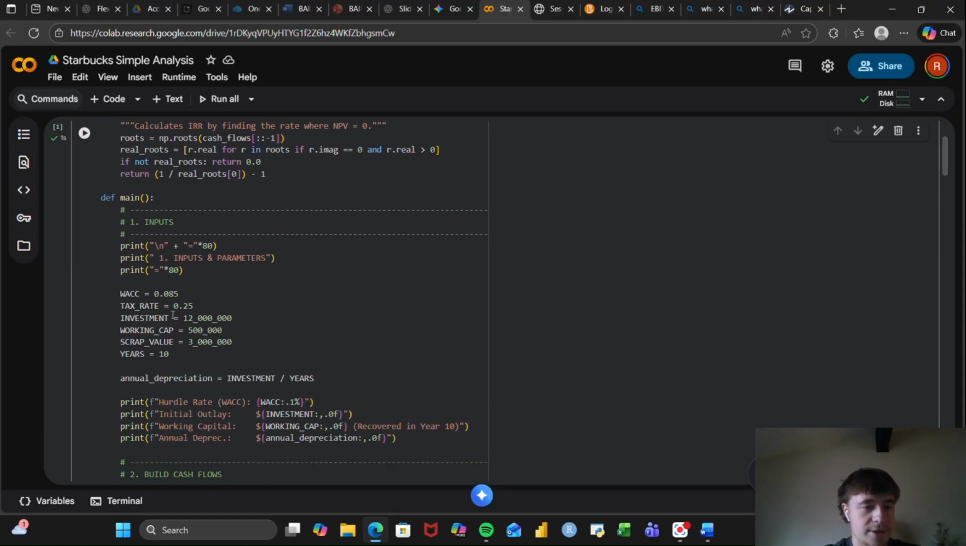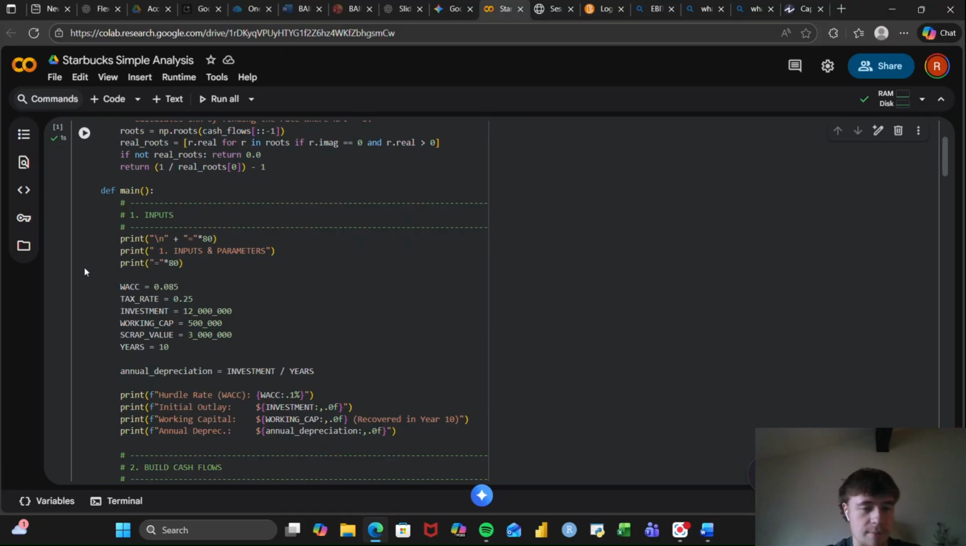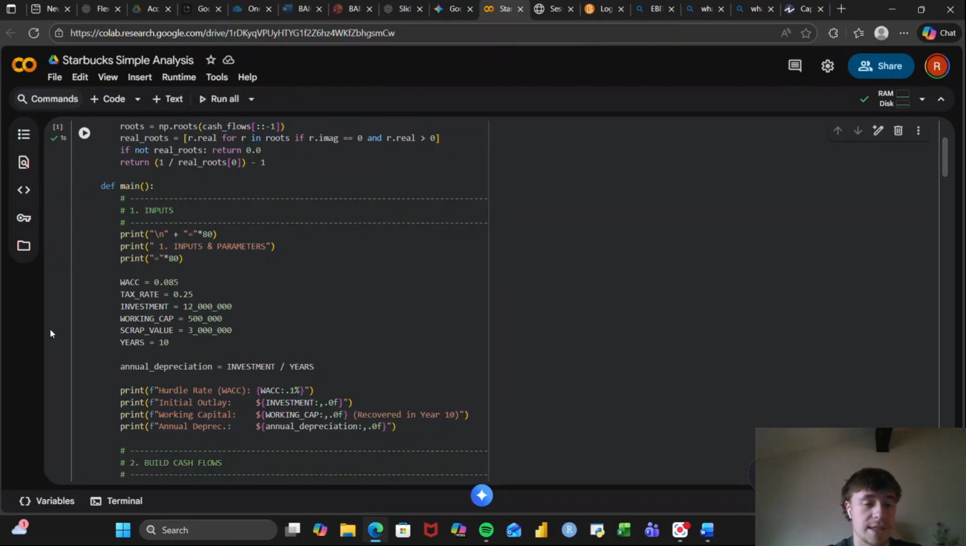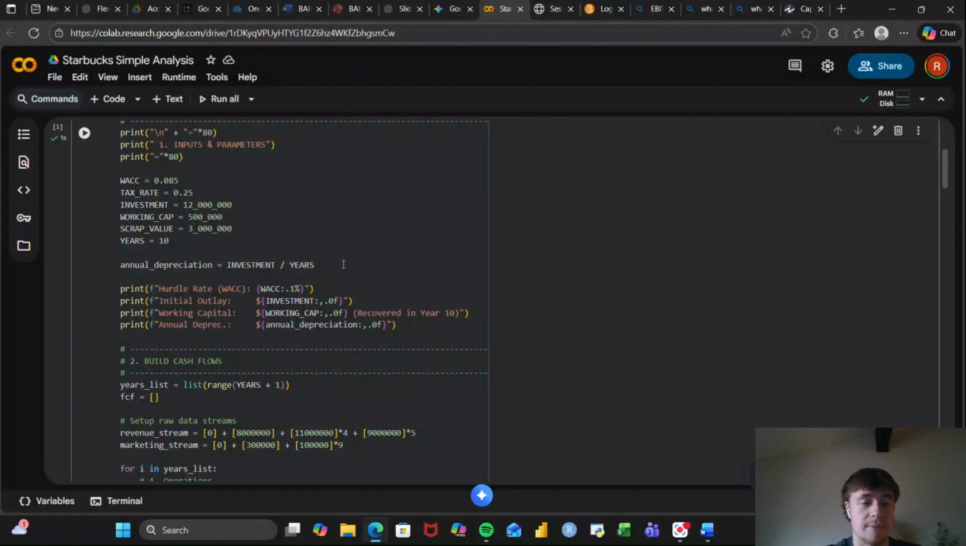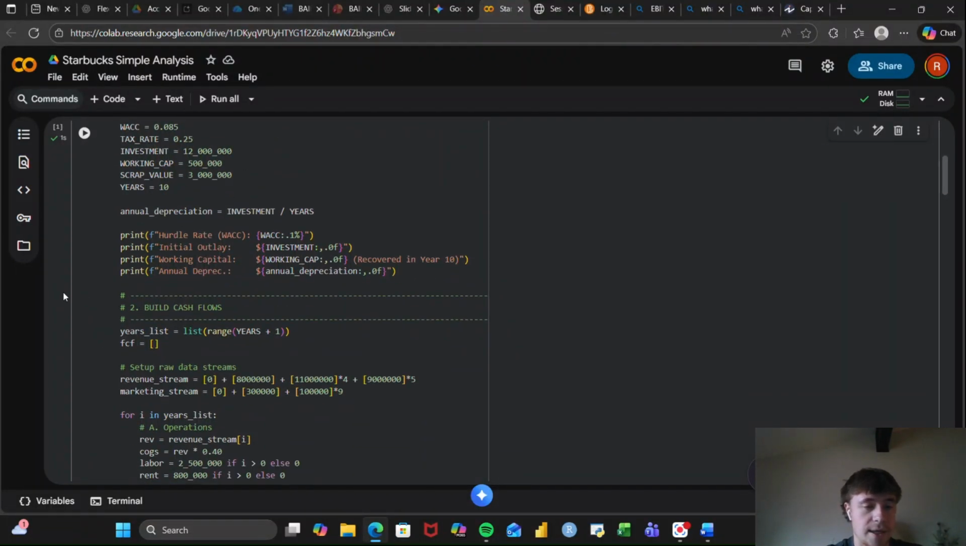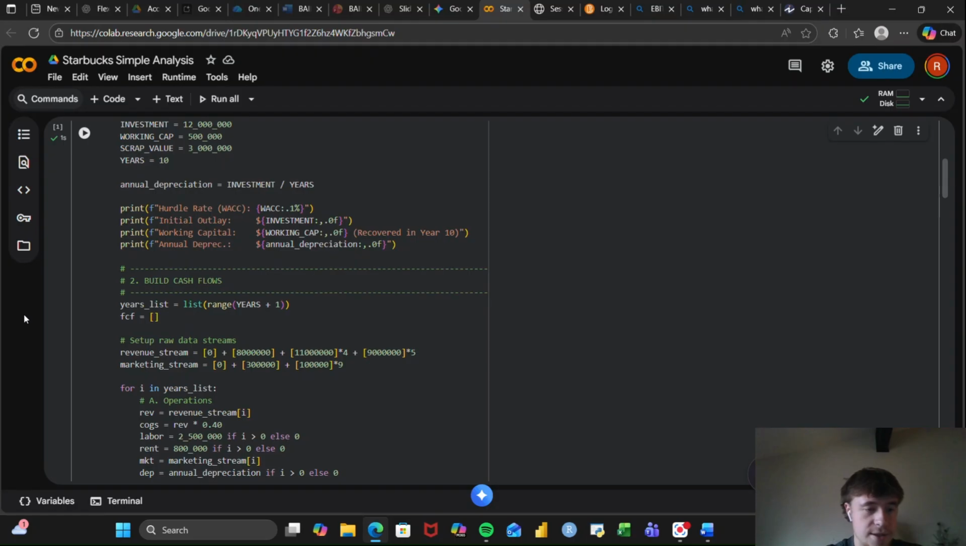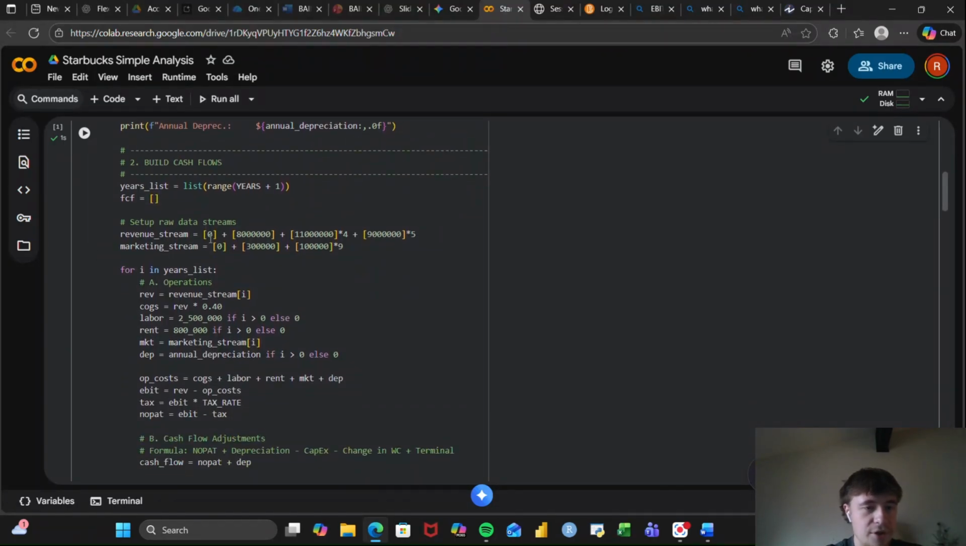And first we have our metrics here. Our WACC is 8.5%, tax rate is 25%, the initial investment $12 million, the working capital was $500,000, the scrap value was $3 million, and the years was 10. So our depreciation is just the investment divided by the years, and here's just printing in our output these calculations. And then our revenue stream, so for year 0, it's going to be $0. And then after that, it's 8 million, and then 11 million times 4 for each year, and then 9 million for the last 5 years.